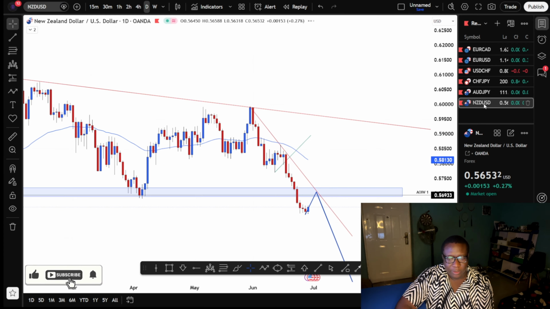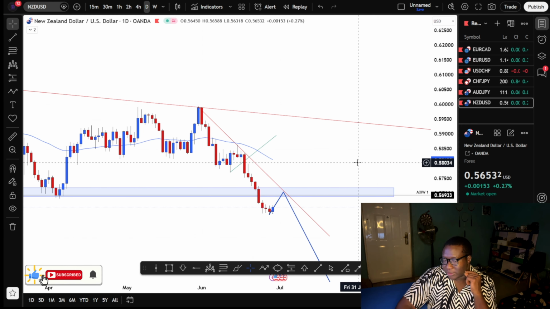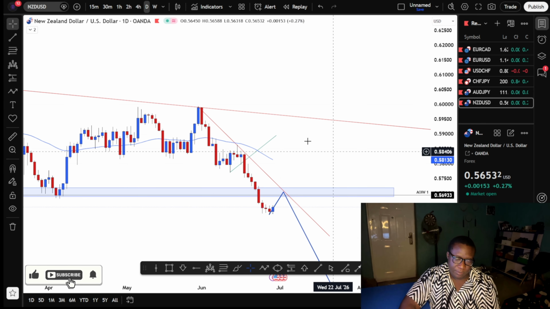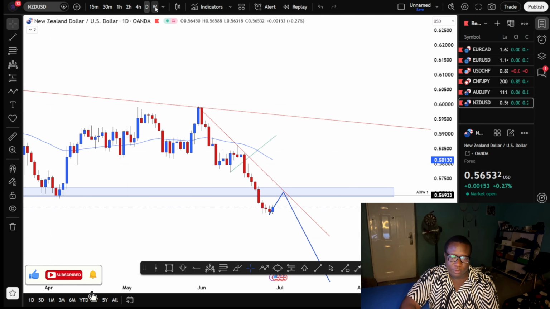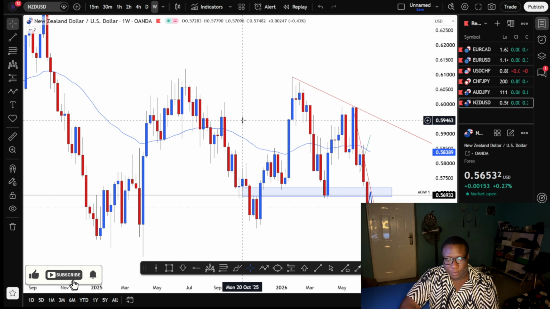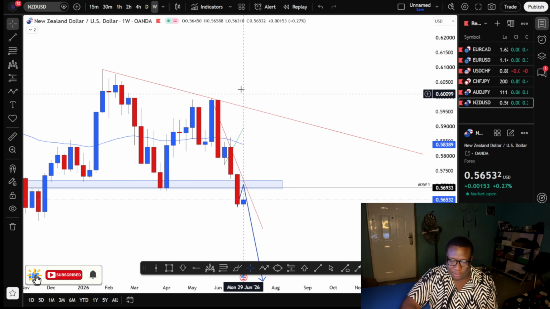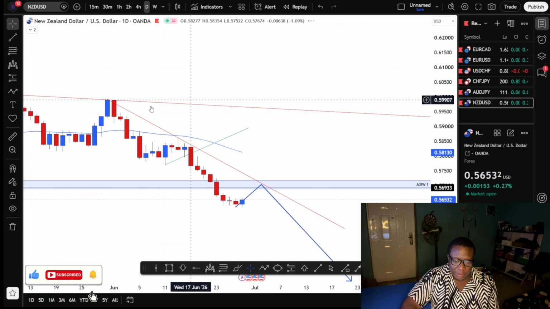Last but not the least, we have NZD USD. NZD USD is the new experiment that I'm testing. I've been looking into trend lines lately, and from what I'm seeing, I'm really enjoying it. You can see I have my weekly trend line, I have my daily trend line.